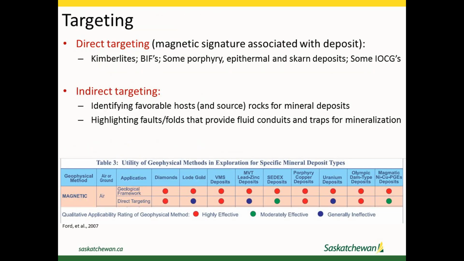When it comes to discovering a deposit, geophysical data can be used as either direct or indirect targeting techniques. A deposit can be directly targeted when a magnetic signature is associated with a deposit, for example, kimberlite or banded iron formation deposits. But in indirect targeting, favorable host rocks, structures, or alteration zones are the targets. Using magnetic data for direct targeting of uranium deposits is generally ineffective, but it is highly effective for indirect targeting.